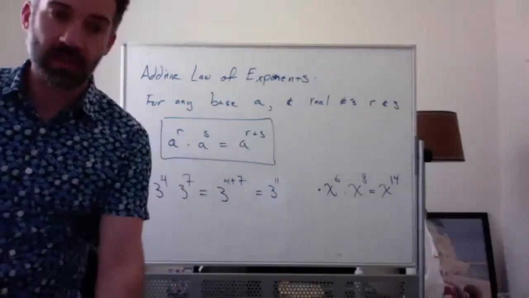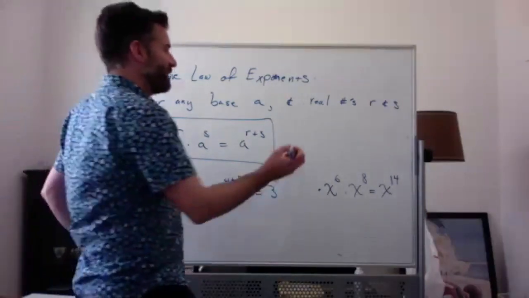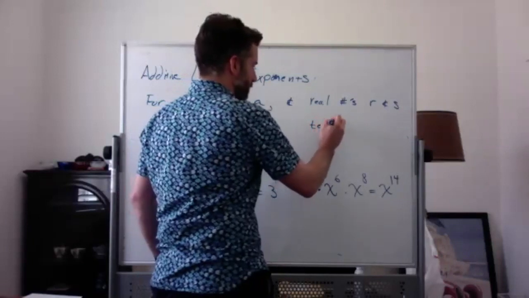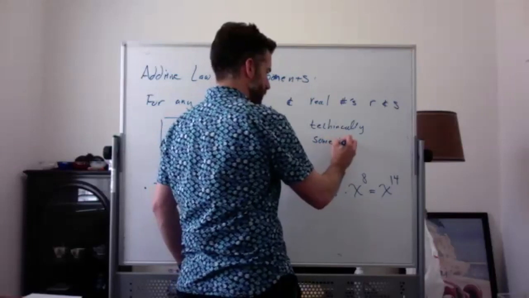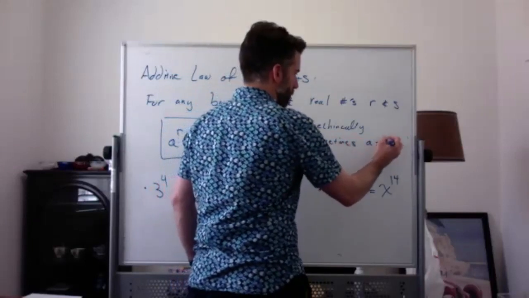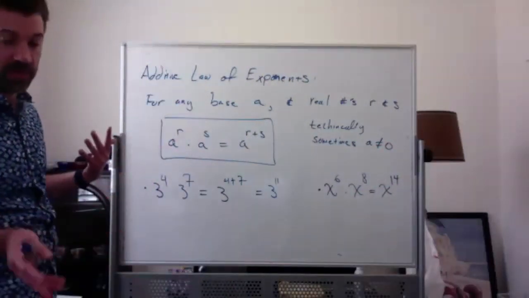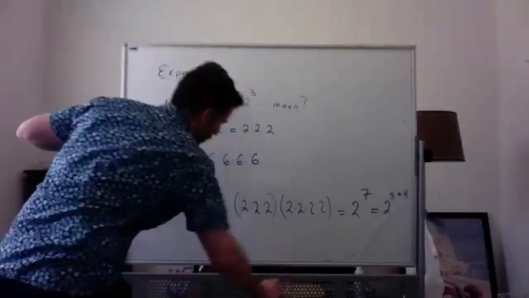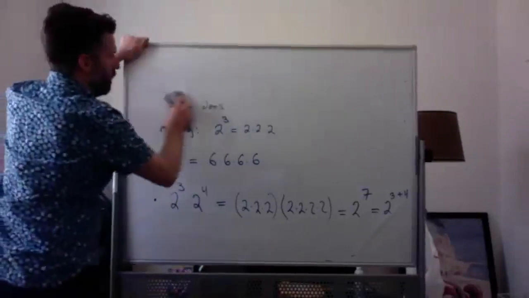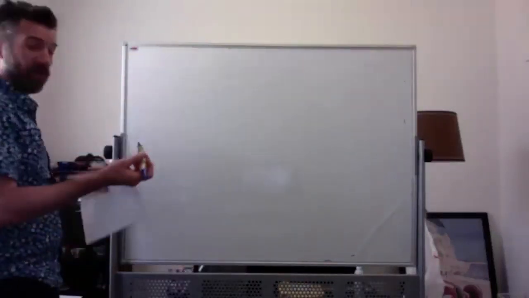It also works whether or not your base is positive or negative. I should point out, technically, sometimes a can't be 0. Usually we don't really care about the base being 0 because 0 to a power is not very interesting. But I just want to point out that sometimes it's a problem. We can get more into it later. But the additive law of exponents really does work for any other base. It definitely works for negative bases.